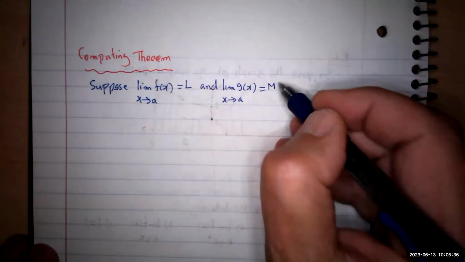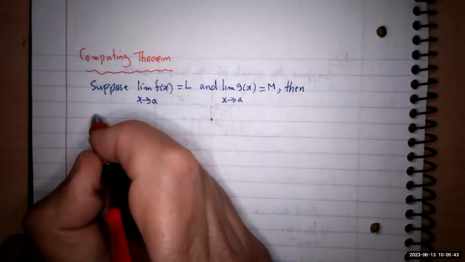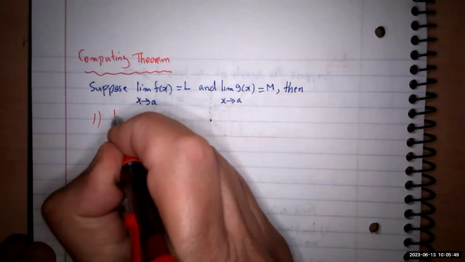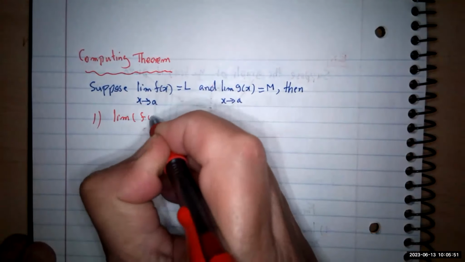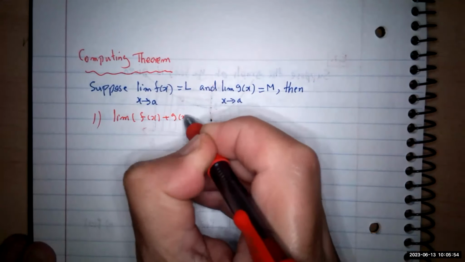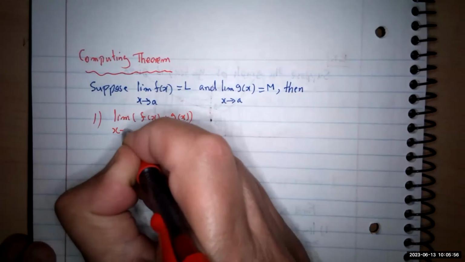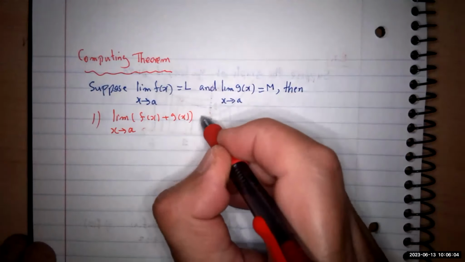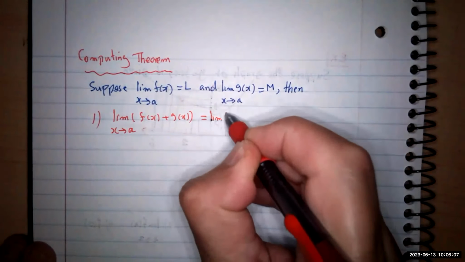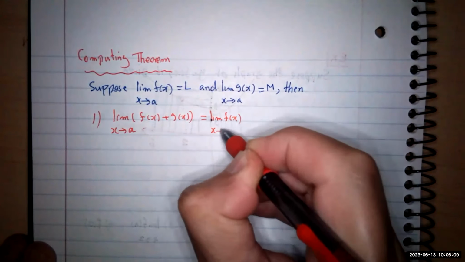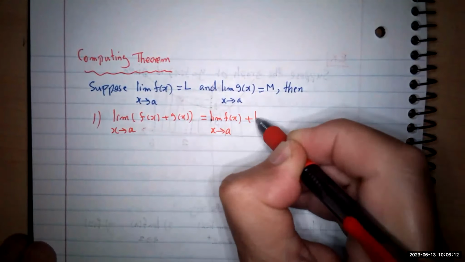Okay, if this is the case, then we are going to have the following. The first one, addition. The limit of the sum, the limit of f of x plus g of x when x goes to a. The limit of a sum of two functions is the sum of the limits. This means we can distribute it. It is equal to the limit of the first one plus the limit of the second one. That's it.